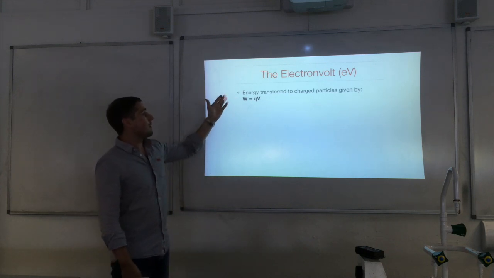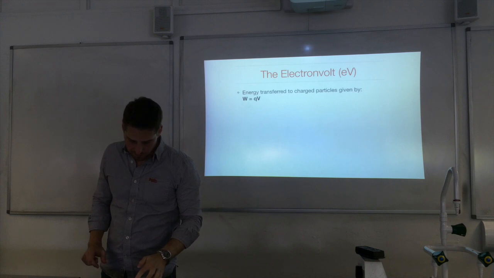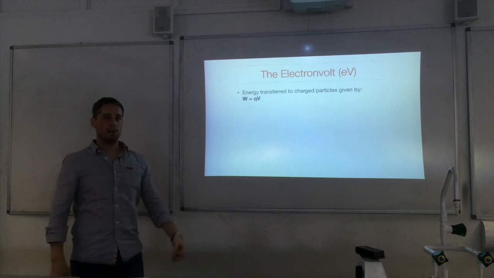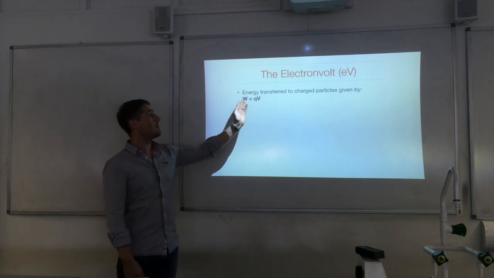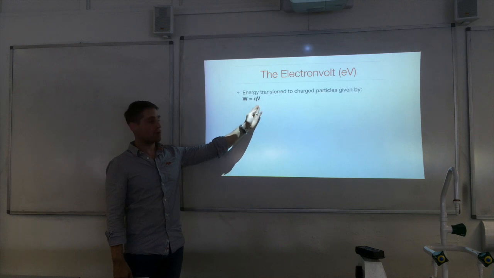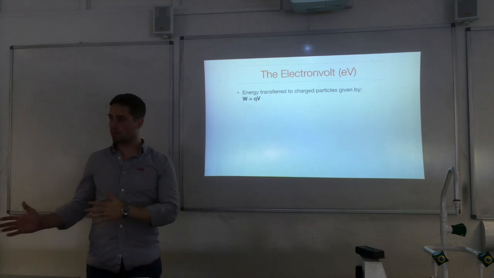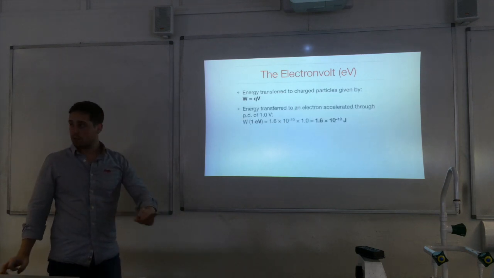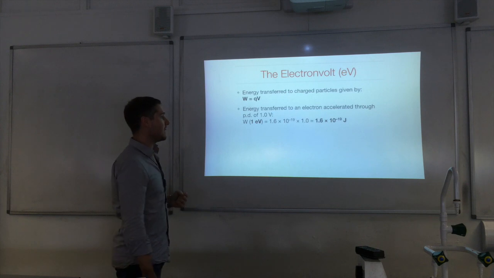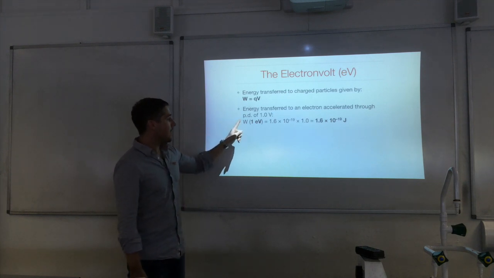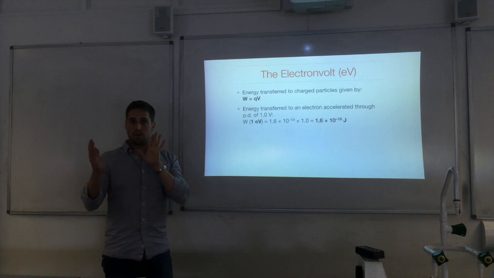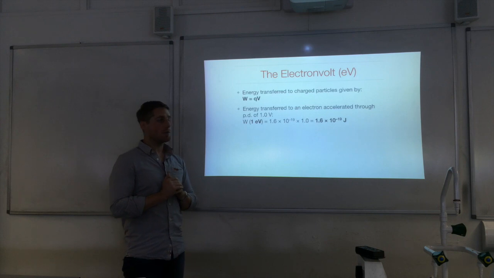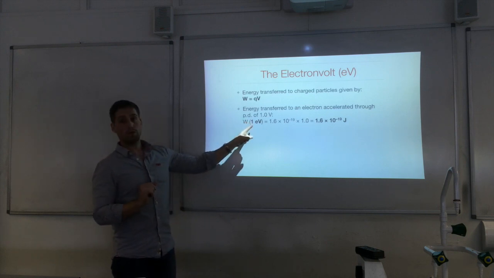So, let's remind ourselves that the energy transferred to a charged particle which is accelerated across a potential difference is equal to this. The energy transferred is the charge on the particle multiplied by the potential difference you accelerate it across. Let's accelerate an electron through a potential difference of 1 volt, and what kinetic energy would it gain? This will be the amount of work done in this instance of accelerating that electron through a potential difference of 1 volt, and we will define that as the electron volt.